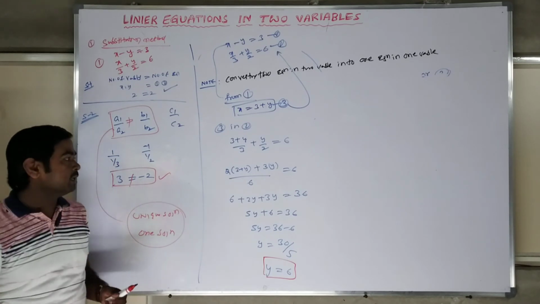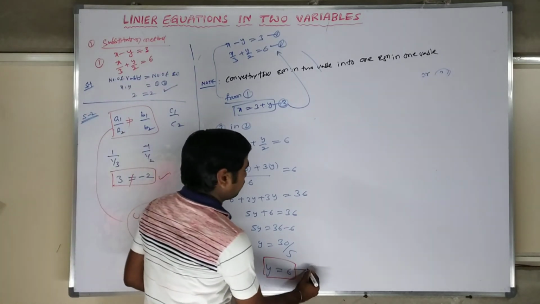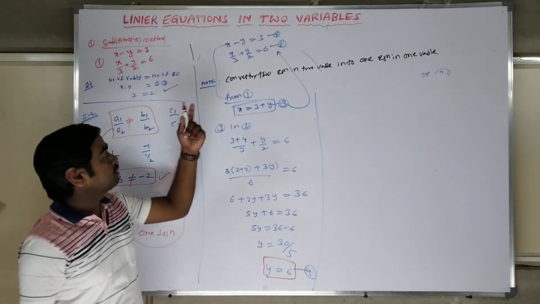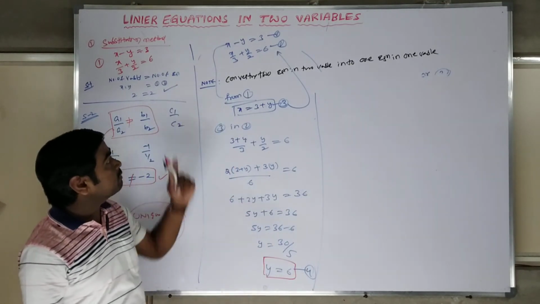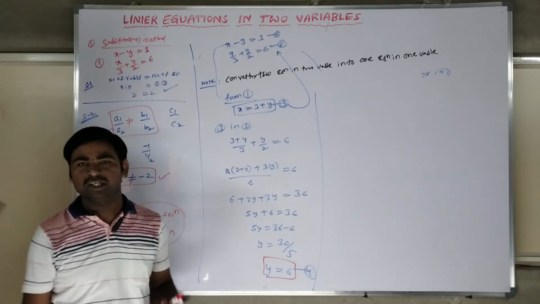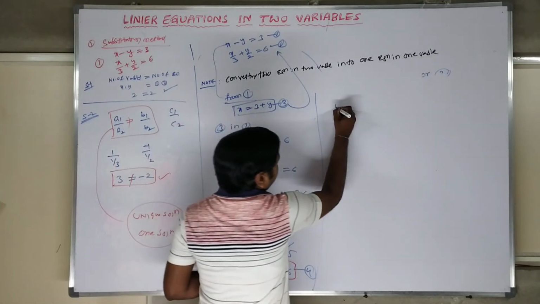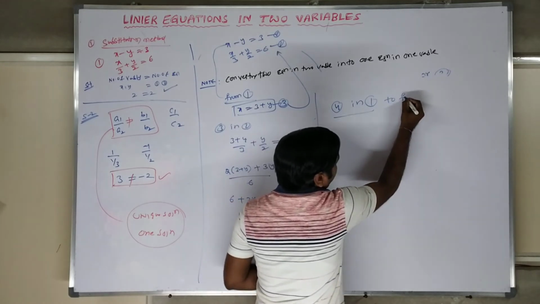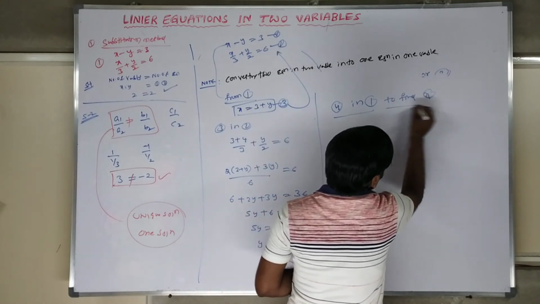After getting the y answer, this is equation number 4. You can substitute equation number 4 in equation 1 or 2. But out of 1 or 2, which is easy? Equation 1 is very simple. That's why we substitute 4 in 1 to find the x component.